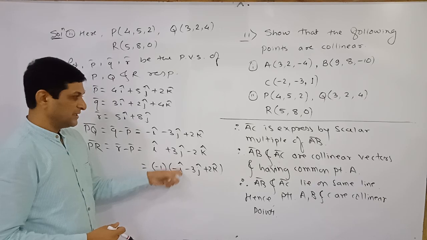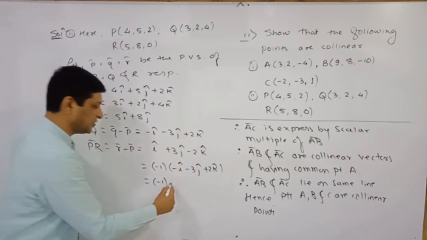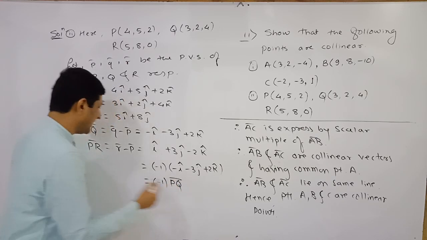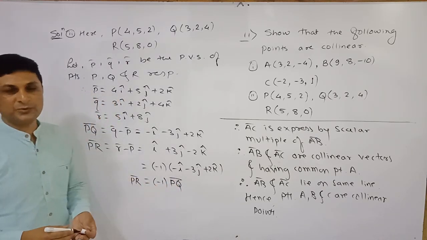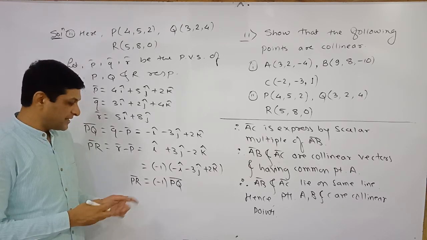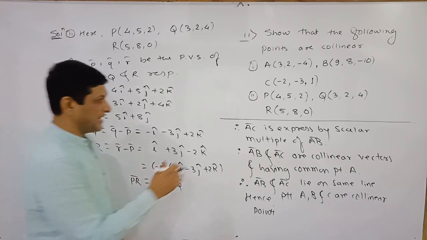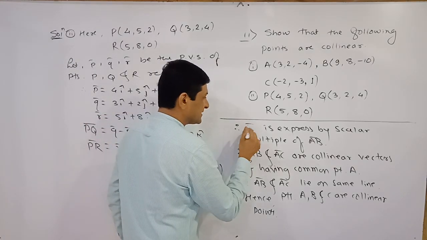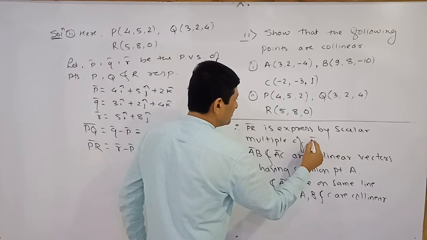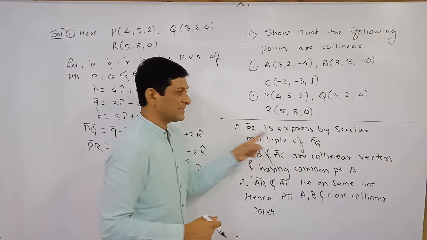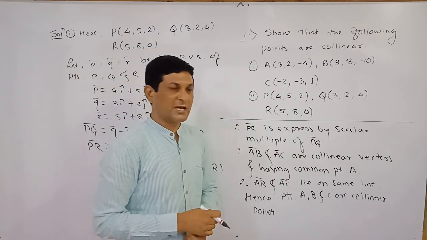This whole term is nothing but the same vector, which is nothing but the value of what? PQ bar. So PQ bar, and on this side PR bar, keep it as it is. So what important result have we got here? That PR bar is expressed as a scalar multiple of PQ bar. And we know that if one vector is expressed as a scalar multiple of another vector, at that time we can say that the two vectors are collinear.